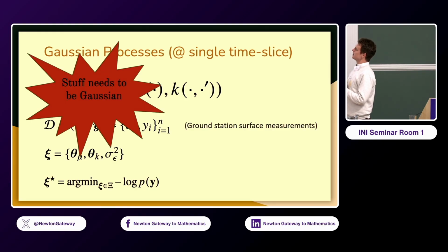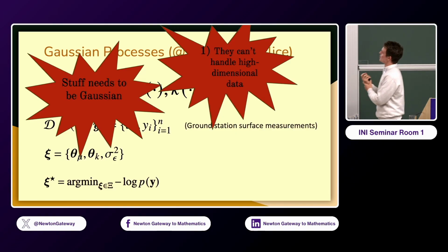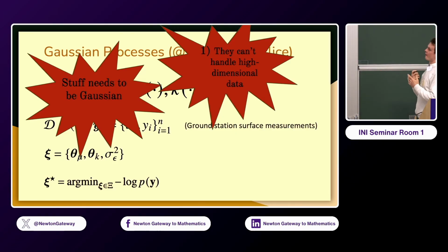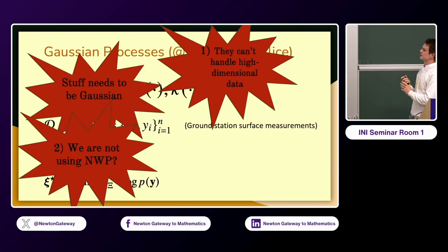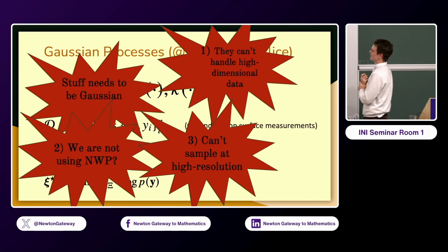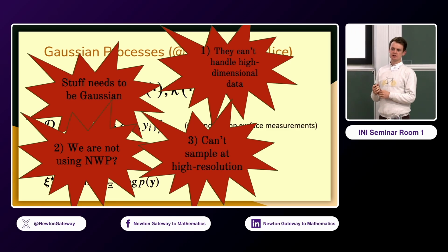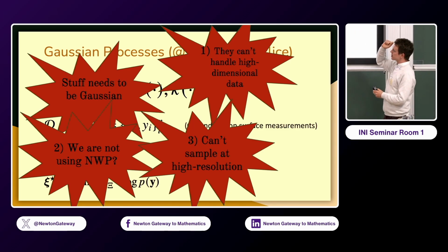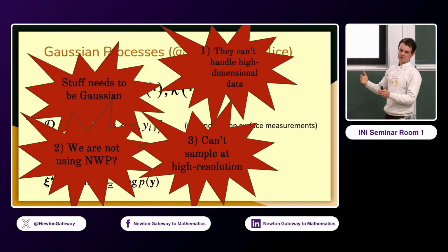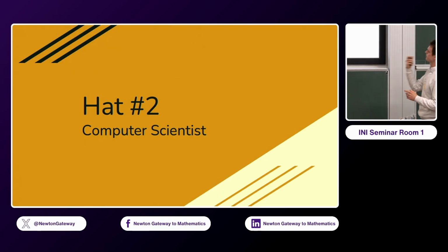So the haters would say that this is exactly what the guys at MeteoSwiss said. They said, okay, we don't like Gaussian processes because everything has to be Gaussian for them to work. That's not the case. They also don't like them because they don't handle very high-dimensional data. That's also not the case. They didn't like this because we weren't using a numerical weather predictor, which is the case. And they don't like them because sampling from these sorts of models at very high resolution becomes very expensive. So I'm going to tick off each one of these things over the rest of this talk and explain how you can get around this without straying too far from the Gaussian process setup.